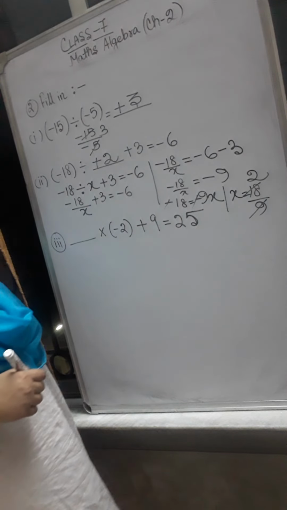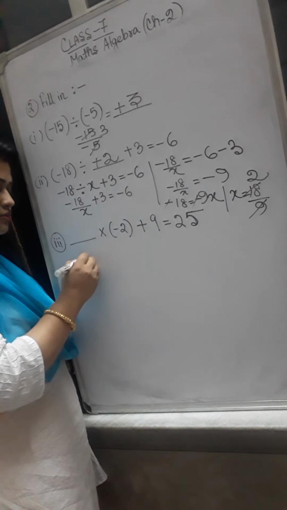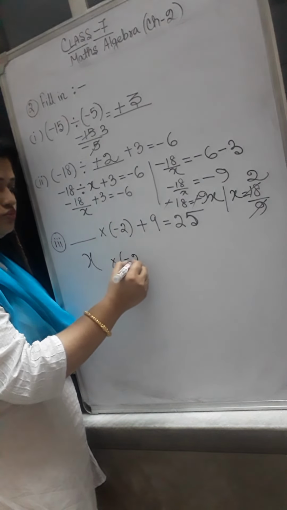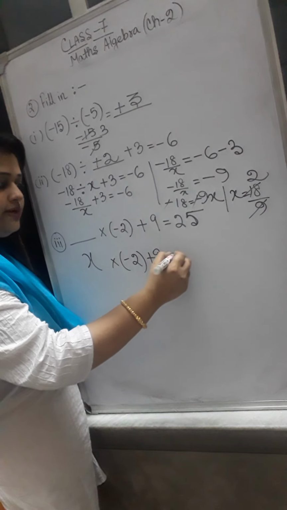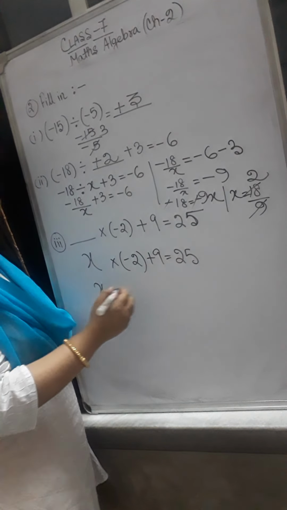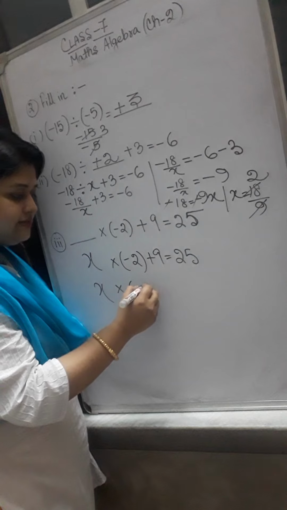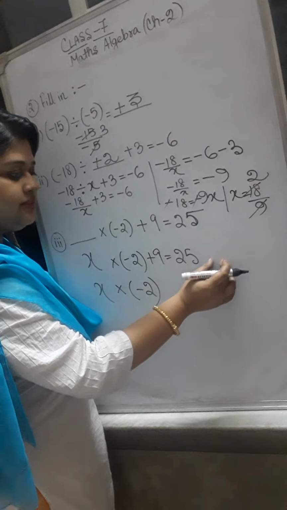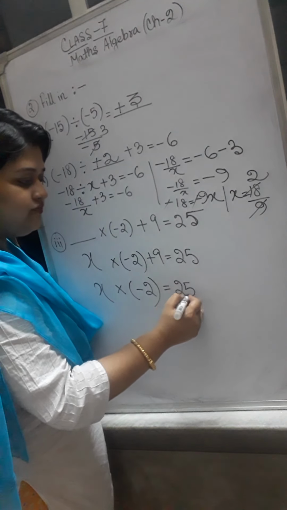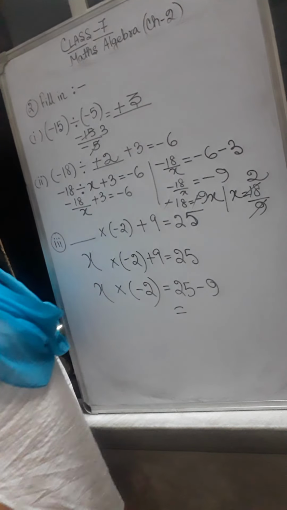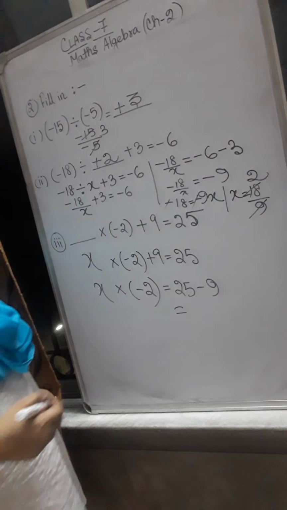The third is almost like the second sum. You need to find out the unknown. So let us take this x. x into minus 2 plus 9 gives you 25. Keep x on one side, try to take the numbers to that side. We will do it one by one so that we don't get confused. So when I take plus 9 to that side, it becomes 25 minus 9. The sign changes. What is the result if we deduct 9? 16.